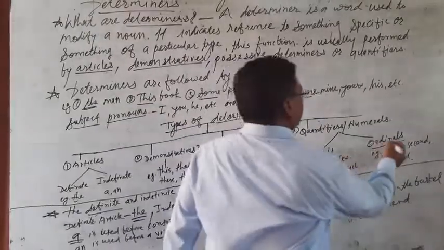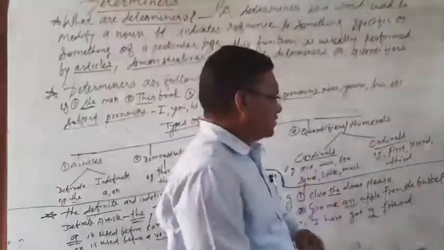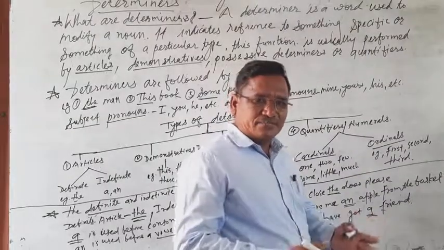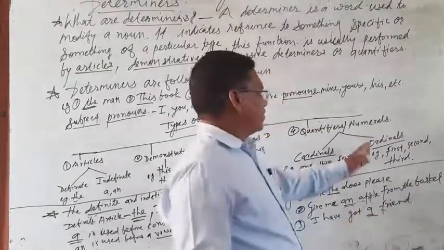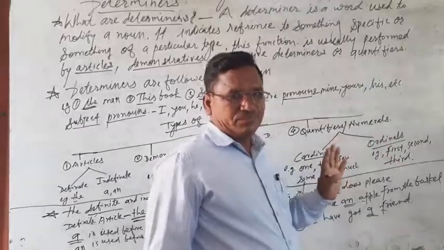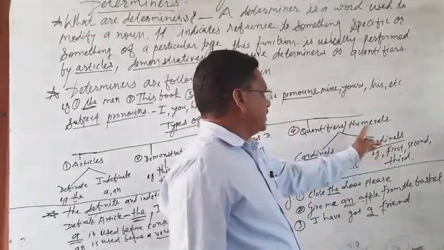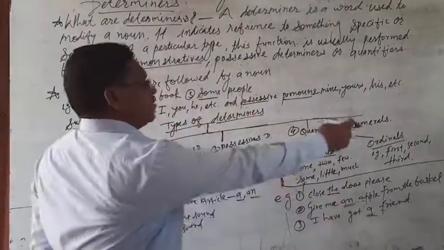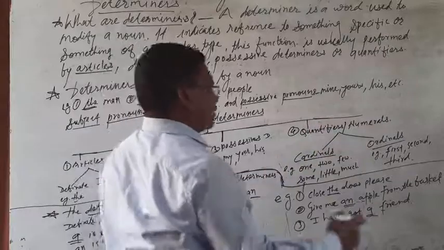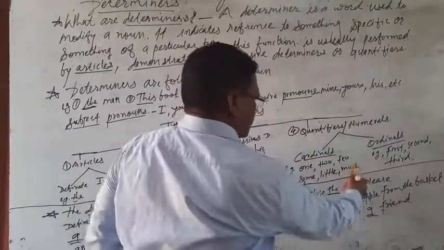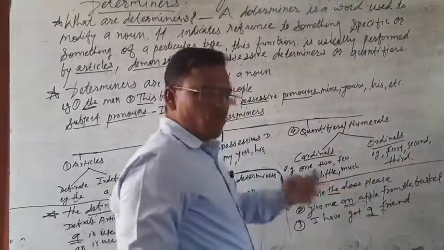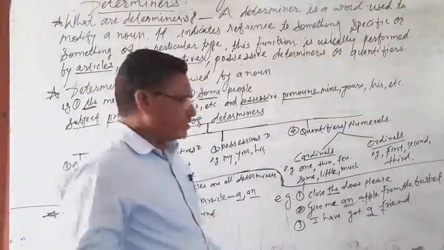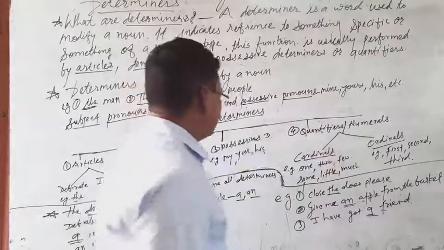And ordinal determiners are first, second, third, fourth, 22nd, 31st. These are the ordinal determiners. You know, numeral determiners are cardinal and ordinal. Cardinals: 1, 2, 3, 4, few, some, little, much. And ordinals: first, second, third, fourth, 99th, 71st.